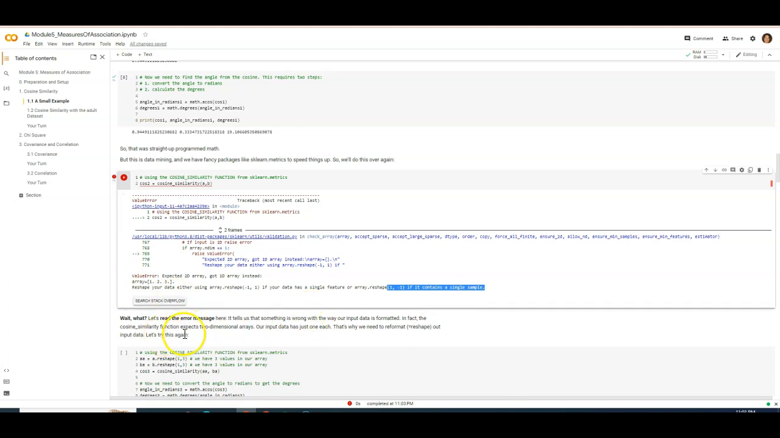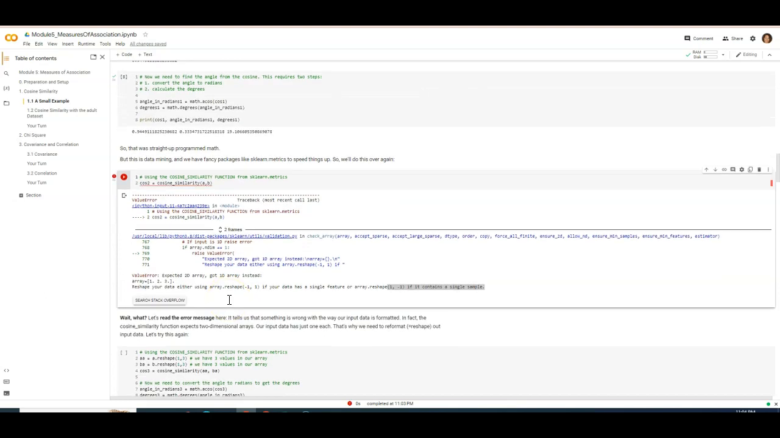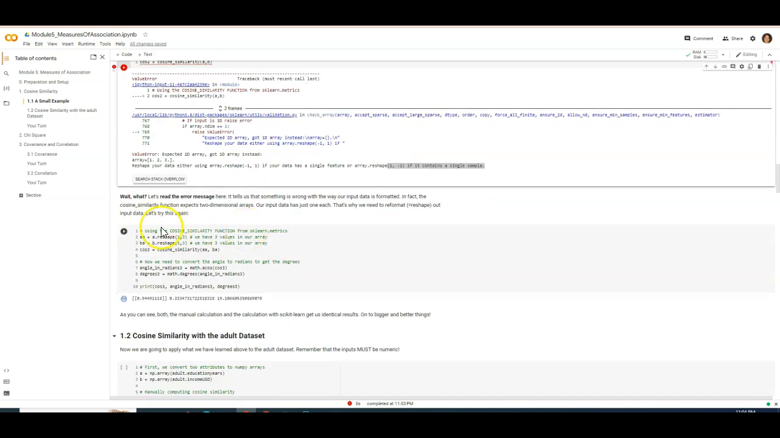So the whole idea behind the cosine similarity function is that it expects two-dimensional arrays. And the problem is our input data has just one array each. A has this array, B has this array, and that's why we get the error. So now we're going to need to reshape our arrays. Here's how we do that.